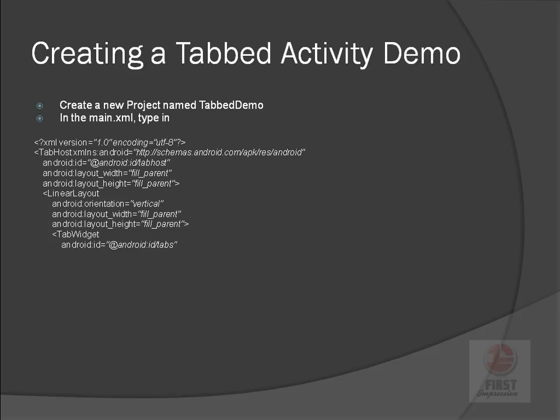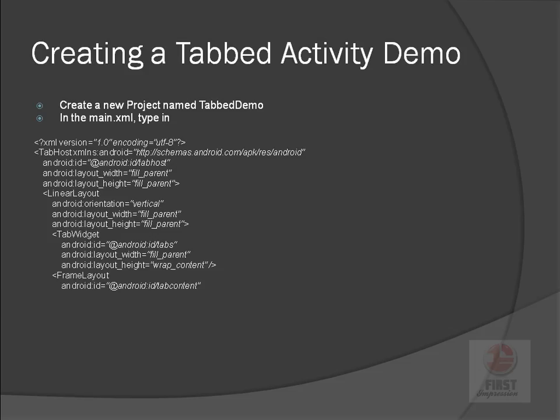@android:id/tabs. This indicates that inside the tab host, I have the tab widget and the tab widget has the ID of tabs. The width is fill parent while the height is wrap content, because we do not want the tab widget to fill the complete area. We just want the tab widget to fill the top of the screen, and the bottom of the screen should be the activity. So the activity will be hosted inside the frame layout.